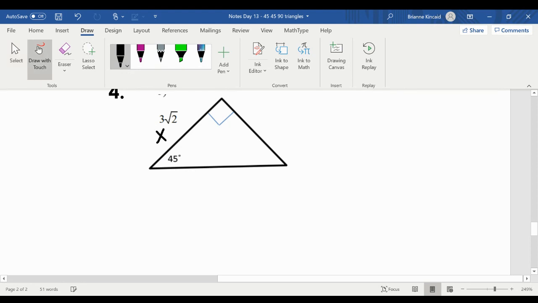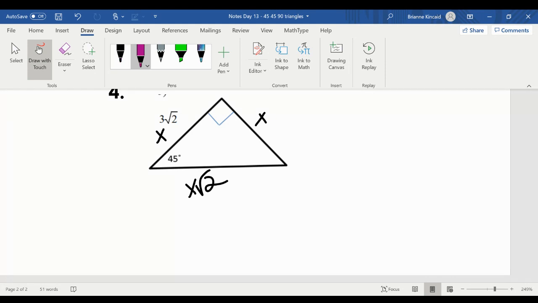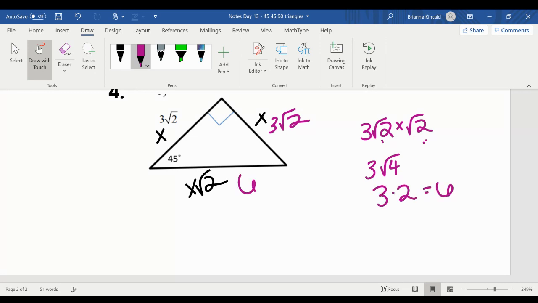And lastly, x, x, and x radical 2. You are given one leg is 3 radical 2, so the other leg is 3 radical 2. In order to find the hypotenuse, you multiply. You're going from a smaller side to a bigger side, which means you need to be multiplying. So I take 3 radical 2, and I multiply it by radical 2. Once again, you can multiply things with radicals. So this is 3 radical 4. Square root of 4 is 2, so I have 3 times 2, or a hypotenuse of 6.